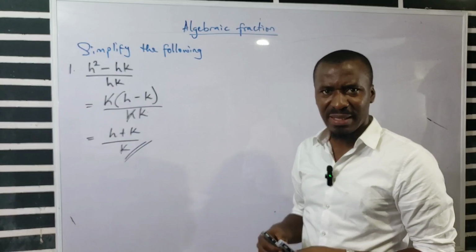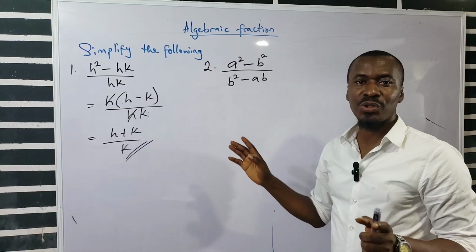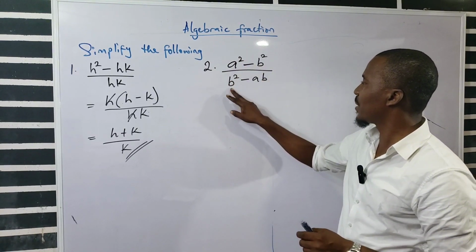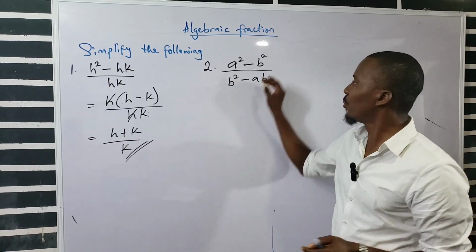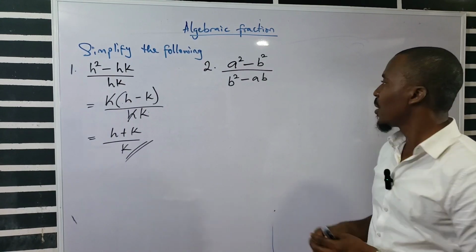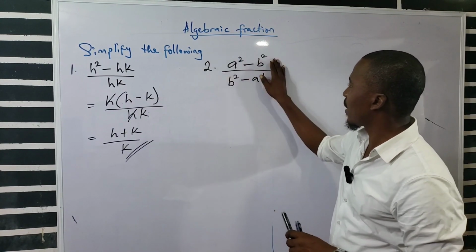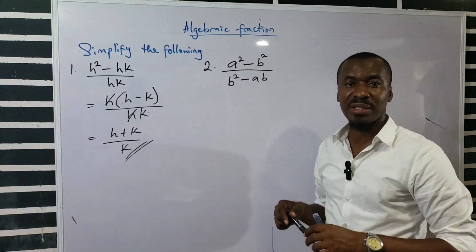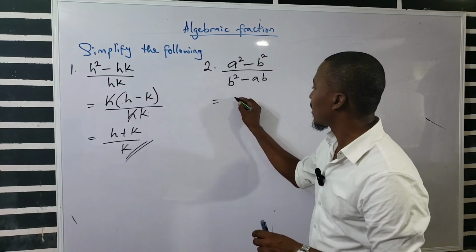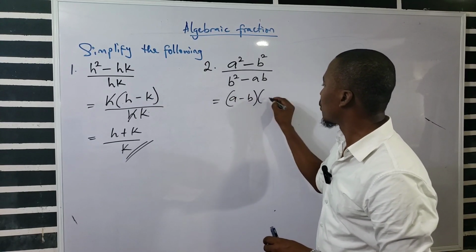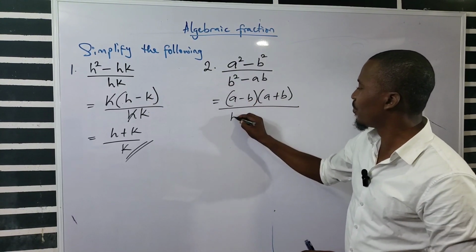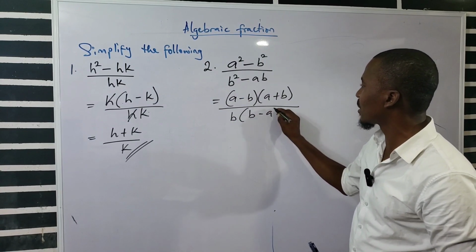Let us go to example number 2. In our example number 2, we have a square minus b square over b square minus ab. All you need to do is factorize this, see what is common, and divide. It's very simple. This is a difference of 2 squares. In our video, if you check our channel, you will see how to factorize a difference of 2 squares. So let's factorize this. That will give us a minus b into a plus b, all over b is common here, so you bring it out, you now have b minus a.